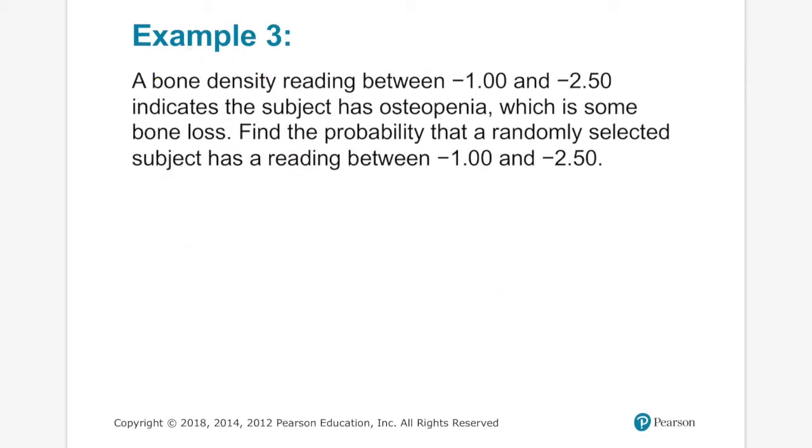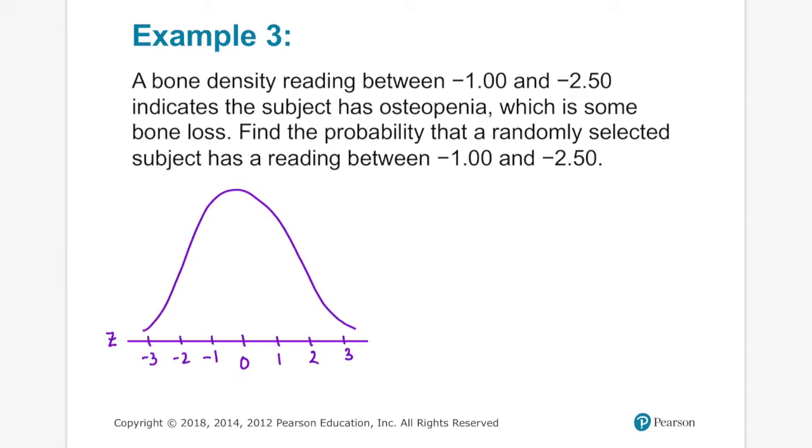Example 3. A bone density reading between -1 and -2.5 indicates the subject has osteopenia, which is some bone loss. Find the probability that a randomly selected subject has a reading between -1 and -2.5. So -1 is right here and -2.5 is right here. I want everything in between -1 and -2.5.